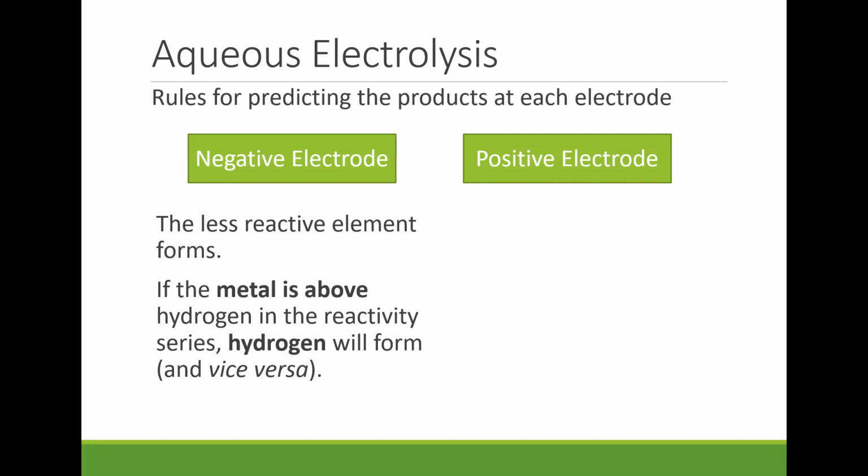So a little bit of reminder of our reactivity series. If it's high in the reactivity series, we form hydrogen. If it's low in the reactivity series, we form the metal.